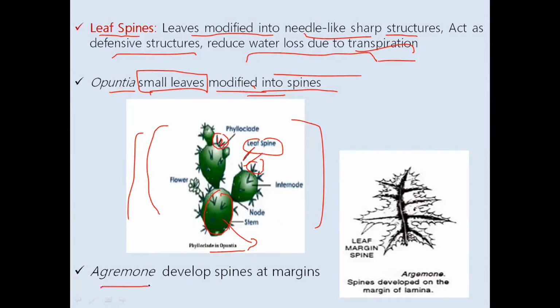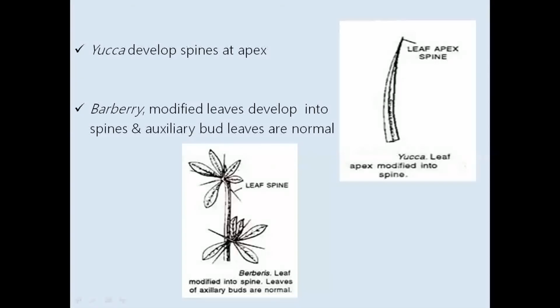Next one is Agave. It develops spines at the margin of the leaf. So this is the figure. You can see this is the Agave structure. So this is the plant structure. You can see the margin contains spines. Next, the Yucca plant develops spines at the apex. So you can see here in the figure, a Yucca plant is given and the apex is modified into spines.